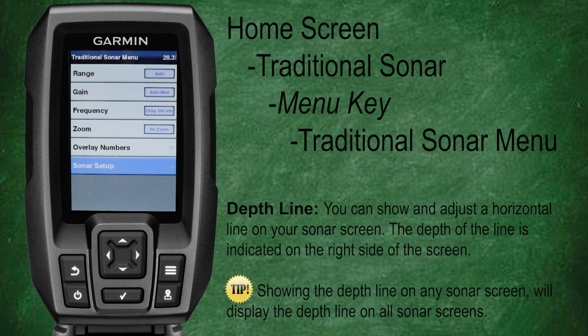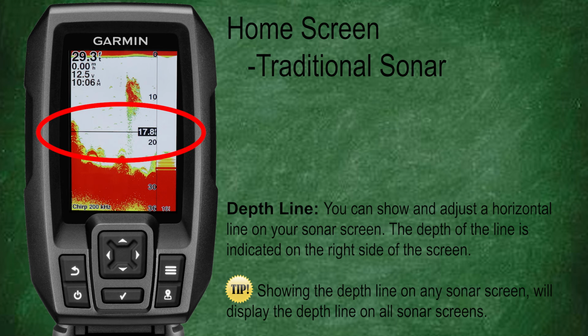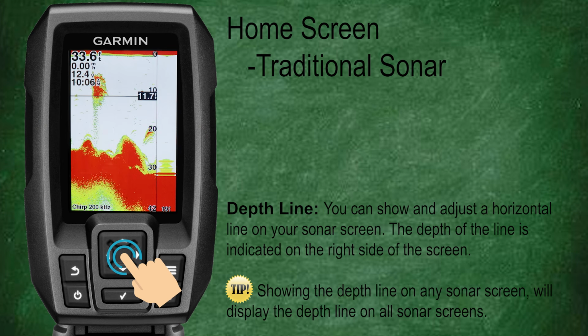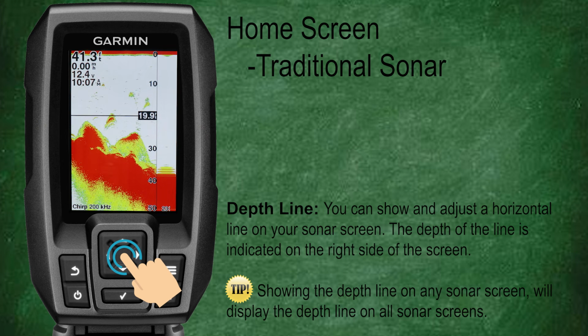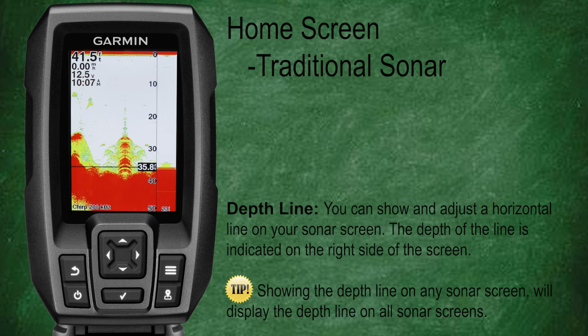Now we can hit the back key until you return to the sonar screen. Now you can see our screen has a line with the depth. In our case, the line's at 17.8 feet. You can press up and down on the arrow keypad to move the depth line either up or down on your screen. This feature can be used when trying to determine the exact depth of a fish, bait, or structure, or when more precise depth information may be needed.